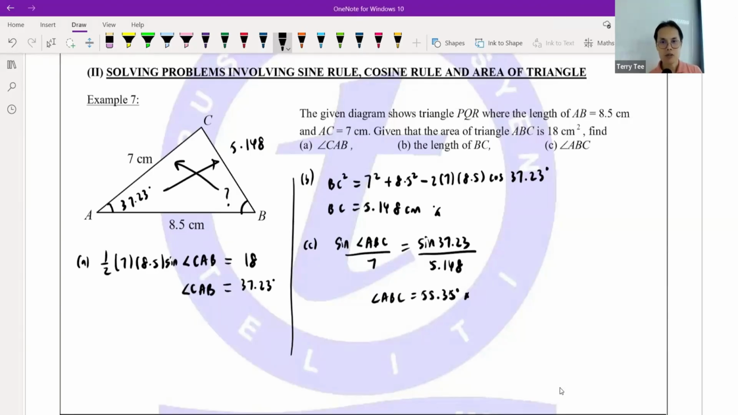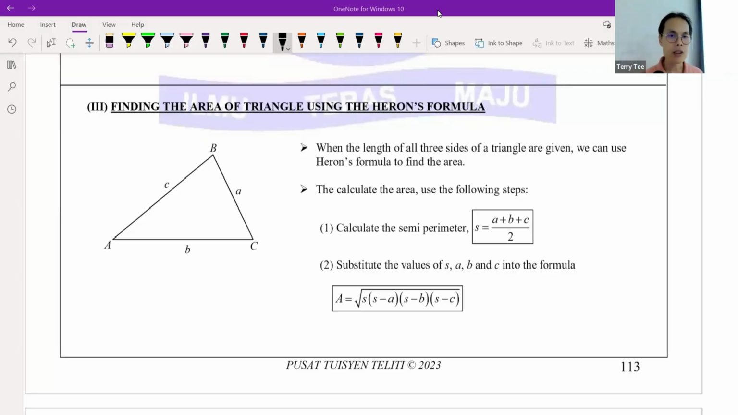55.35. That's all. Heron's rule or Heron's formula is for when you're given the lengths of all three sides and you're finding the area. So number one, we find our semi-perimeter. Take your perimeter, half of it. That's the semi-perimeter, call it S. And then take the difference between S and the length of each side. Multiply by S again, take the square root.